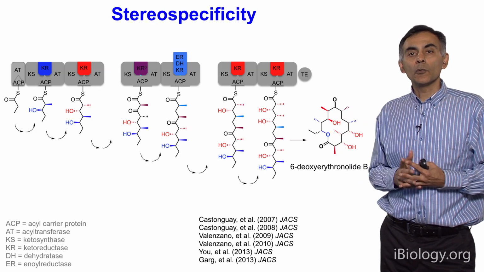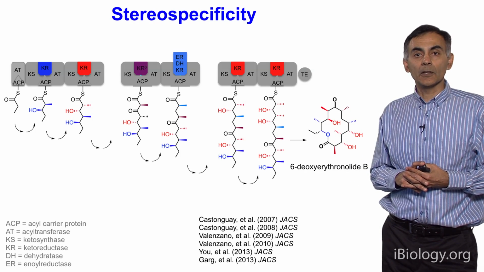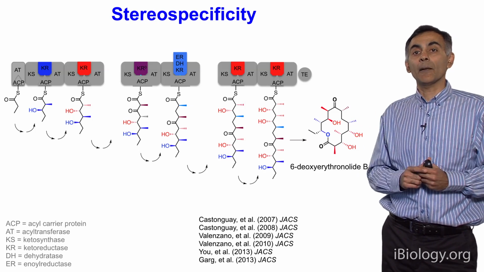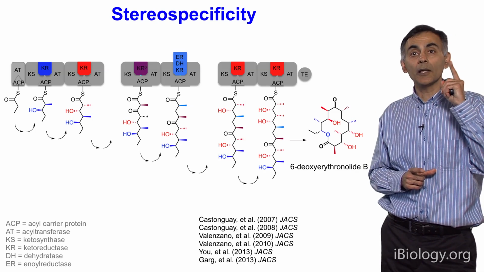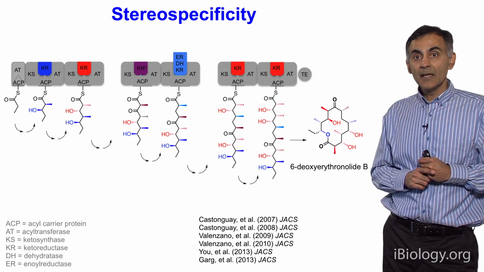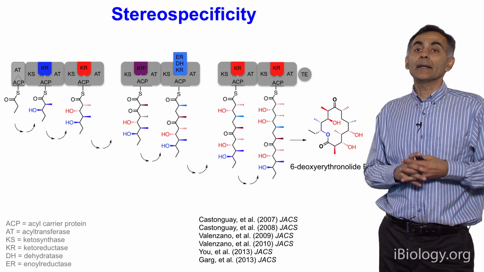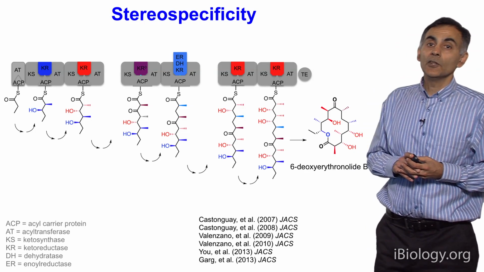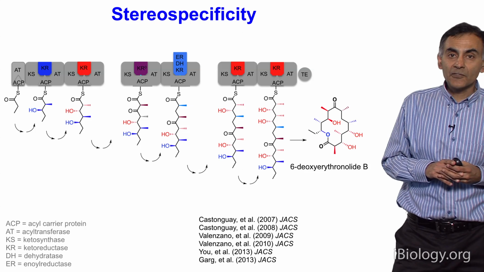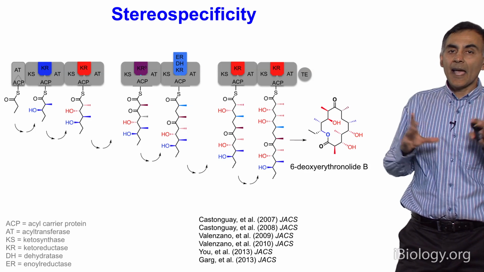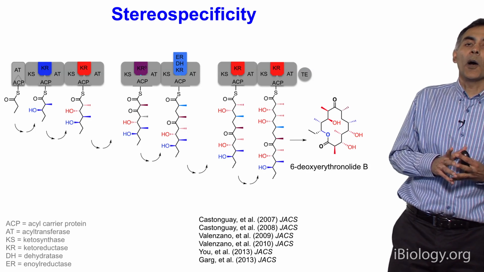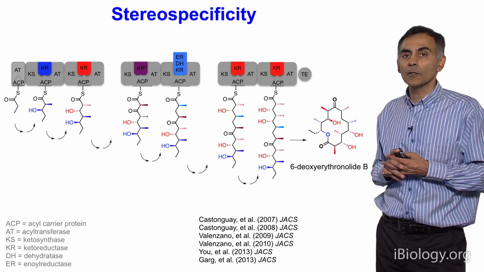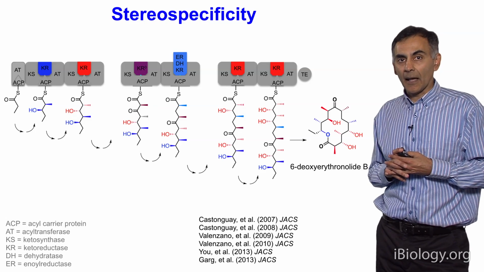I think most of you would recognize that that is a really impressive feat on the part of nature, how it can program this assembly line to give one and only one stereochemical outcome. That is a problem that we have quite a good understanding of today. I've cited some references on the slide, and I will summarize what these references teach us about how stereochemistry is controlled by the DEBS assembly line.